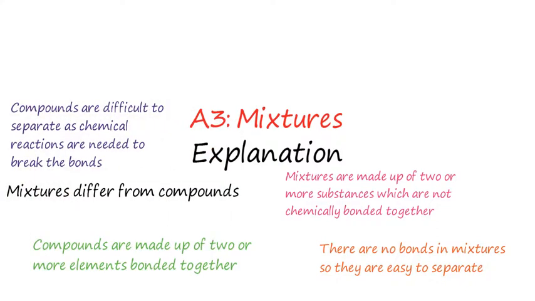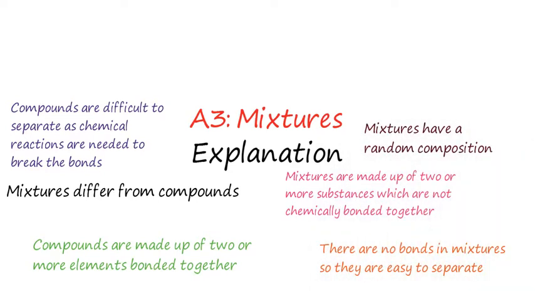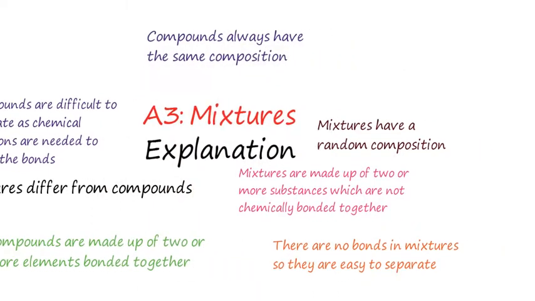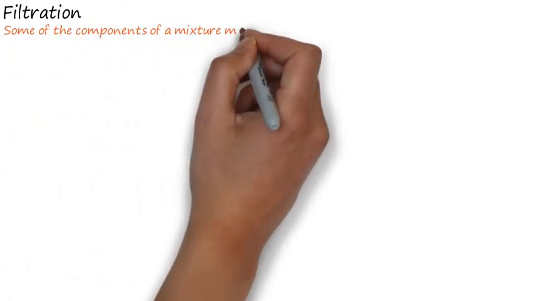Mixtures also differ from compounds because they can have a random composition each time they are made up. Compounds, however, always have the same composition. Mixtures can be separated by a variety of different methods, depending on the physical properties of the mixture. Some of the simpler separation techniques include filtration, crystallization, and simple distillation. The more complex methods include fractional distillation and chromatography.